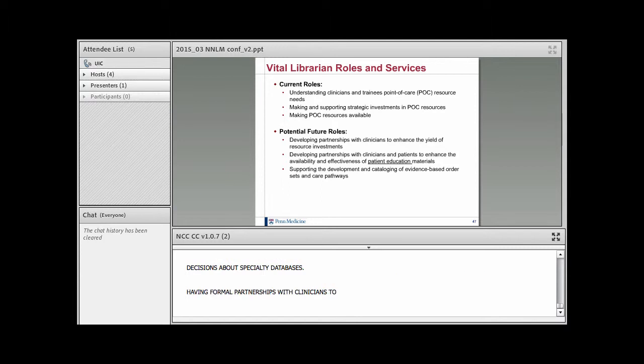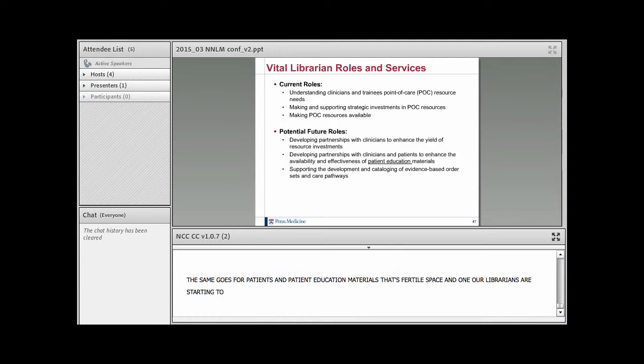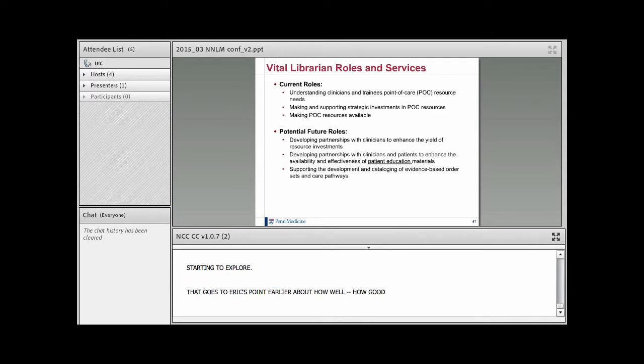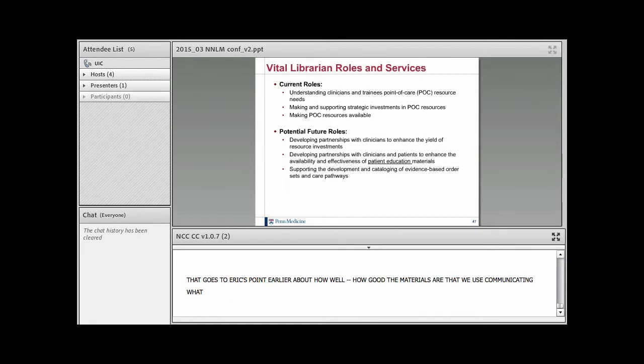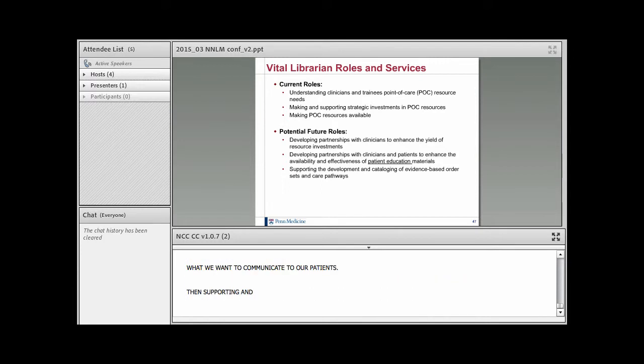And the same goes for patients and patient education materials. I think that's a fertile space and one that our librarians are just starting to explore. And that goes to some of Eric's points earlier about how good the materials are that we use in communicating what we want to communicate to our patients. And then supporting and developing catalogs of evidence-based order sets and care pathways.